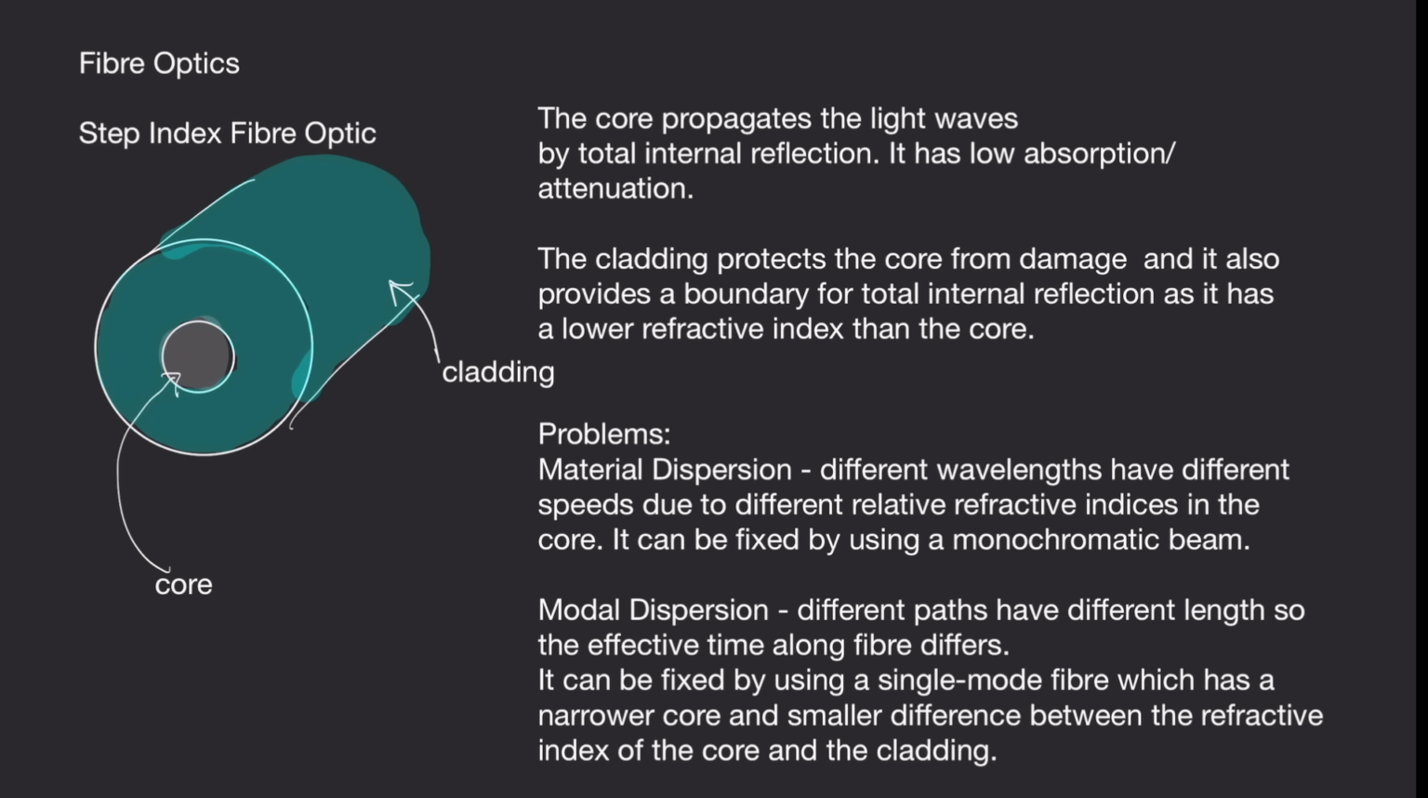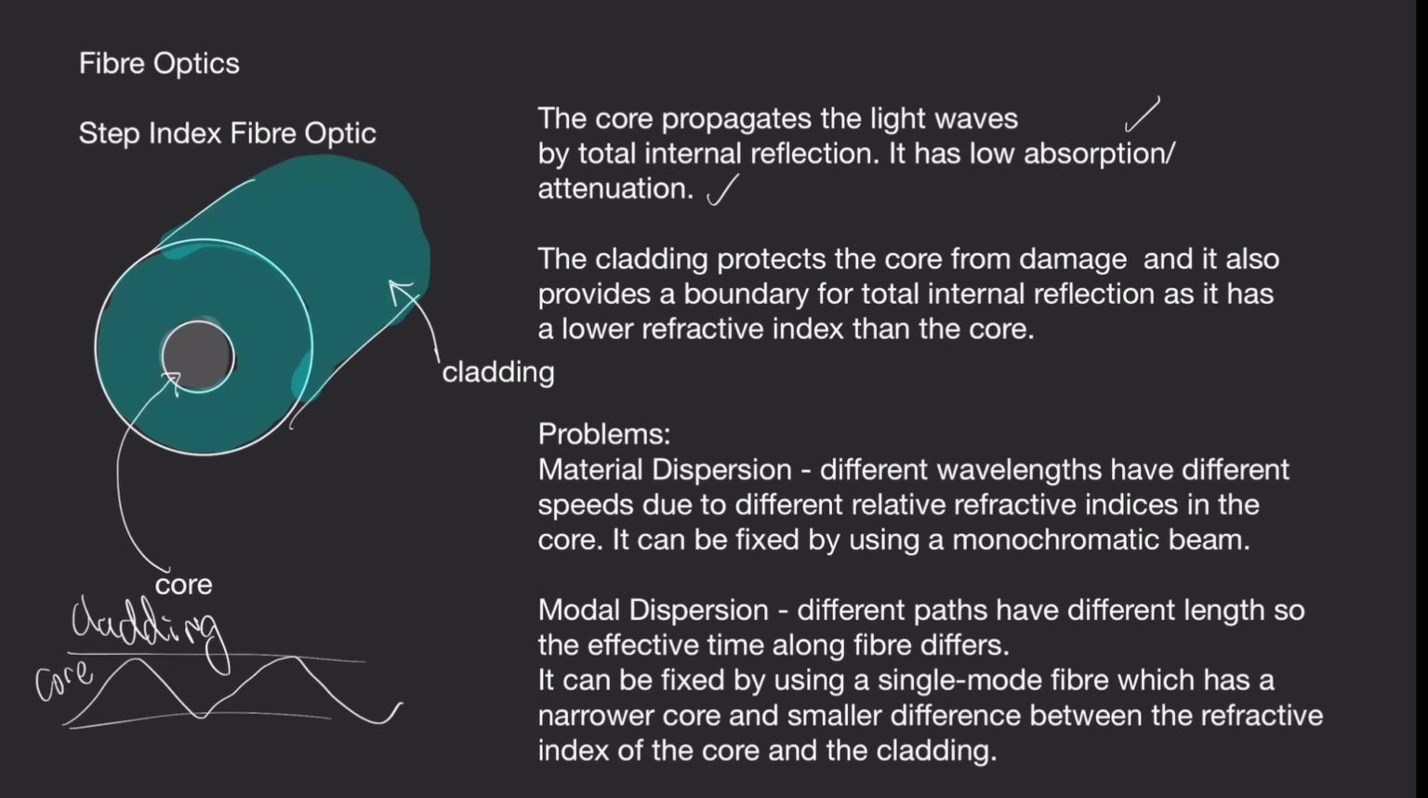And let's also talk about fiber optics, which are a fantastic way to transfer information. Here is the step index fiber optic. We have the core at the center, which is surrounded by cladding. The core actually propagates light waves by total internal reflection. The individual beam itself passes through the core, totally internally reflecting. We can sort of imagine it doing something like this. In order for us to have maximum transmission, the core needs to have low absorption. In exams, you may also come across the word attenuation, but that exactly just means absorption.